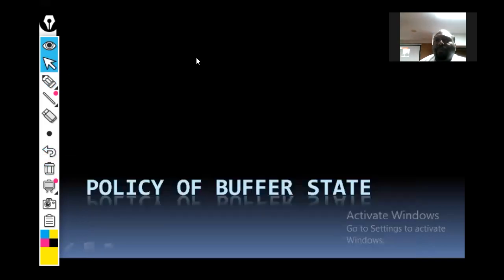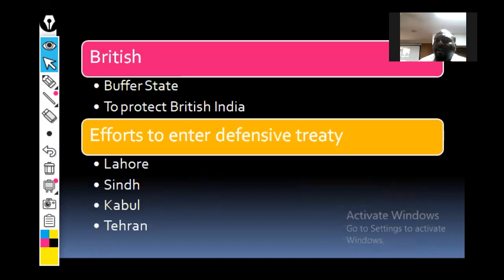So, the policy of buffer state. What do you mean by policy of buffer state? British wanted to anyhow safeguard its territory. So in efforts to safeguard its territory, British make a buffer policy, subsidiary alliance policy, buffer state to Lahore, Sindh, Persia, Tehran, and Kabul. Can you see? They all went and made peace with Kabul, peace with Persia, Afghan, Persia, Sindh, and Lahore, Punjab province. So all these are buffer states to protect whom? To protect the British India.